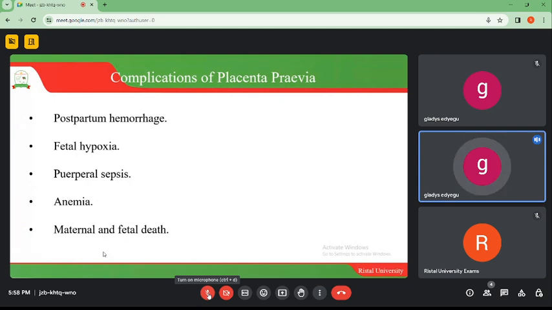So here is the one that I really don't like to talk about: maternal and fetal death. Losing a mother and losing a baby is very painful, but placenta previa, if not well managed and well handled, can end in losing these babies, which is something very bad. And I think it's something which is serious in all our countries.